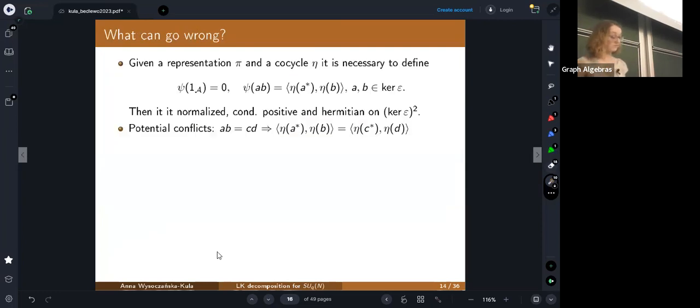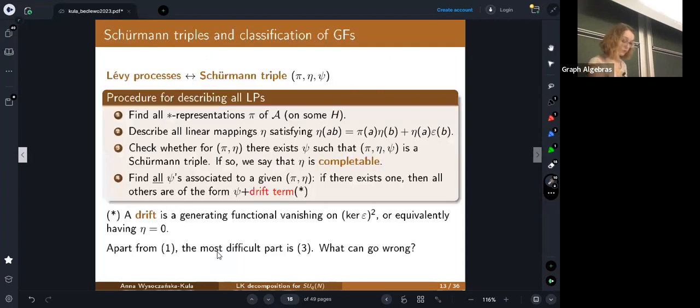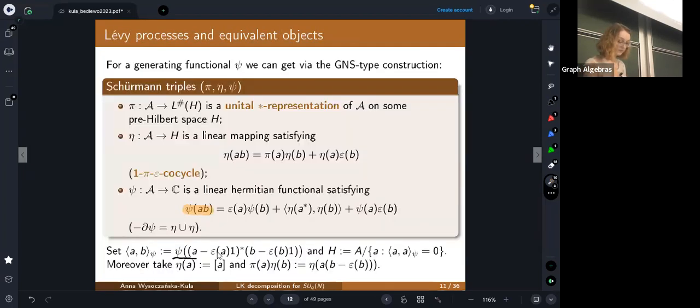Okay. So to convince you that this question about completability is not that easy, I would like to show you what can go wrong. If we are given a representation and a cocycle, because this is where we stopped for a moment, then to define a generating functional associated to it, we need to define it so that it is normalized, because this is what we require from a generating functional. And then due to the formula that I showed you before, if the elements A and B are from the kernel of the counit, the character epsilon, then these terms vanish.